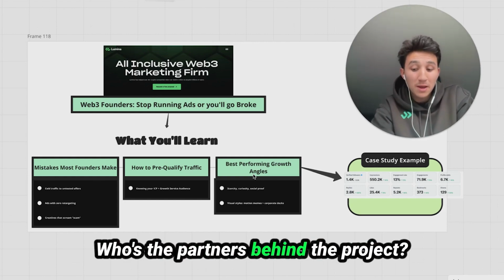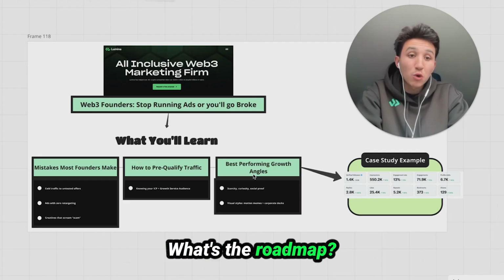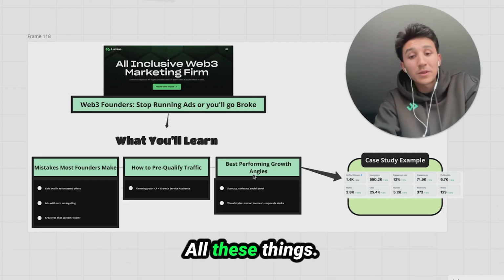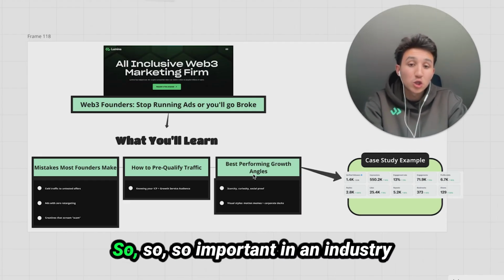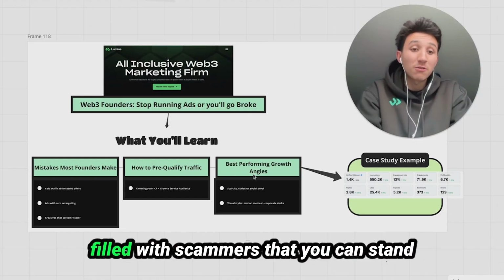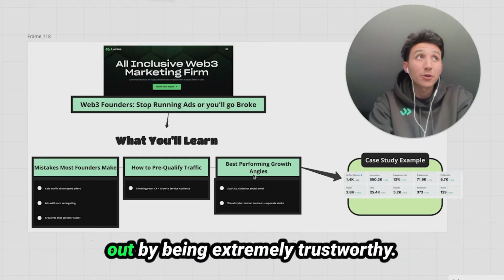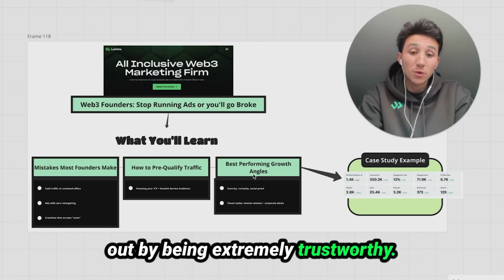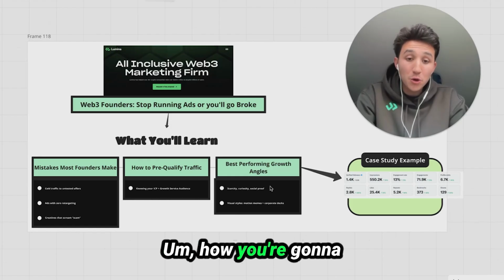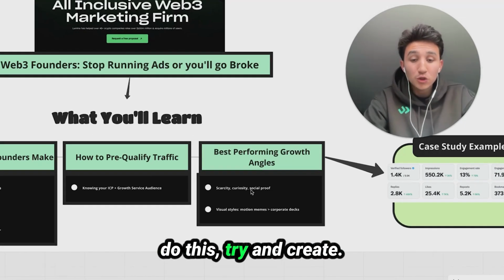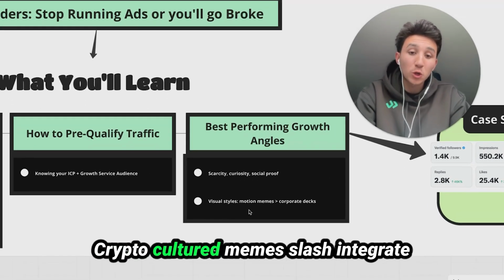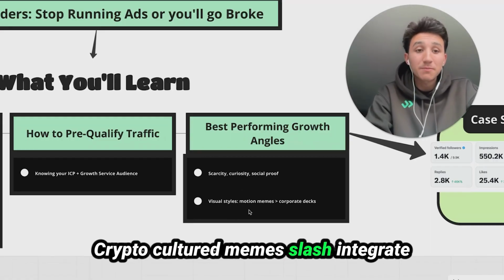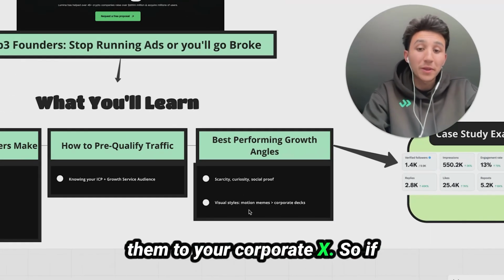Who are the partners behind the project? Are there partners? What's the roadmap? What's the vision? All these things. Social proof. So important in an industry filled with scammers that you can stand out by being extremely trustworthy. How are you going to do this? Try and create crypto cultured memes and integrate them into your corporate decks.